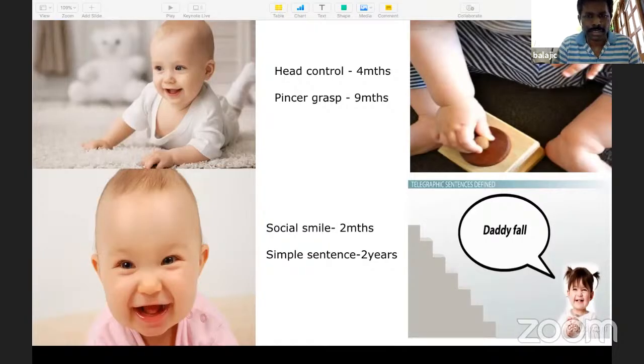Okay, so remember, before I stop, the important milestones which you should know: head control at 4 months. Don't forget that. If you forget these 4 milestones, it means you don't know development. So head control 4 months, pincer grasp where the thumb and the index finger come together 9 months, social smile 2 months, and simple sentence by 2 years. Okay, I hand over to Gayatri ma'am for the next topic.